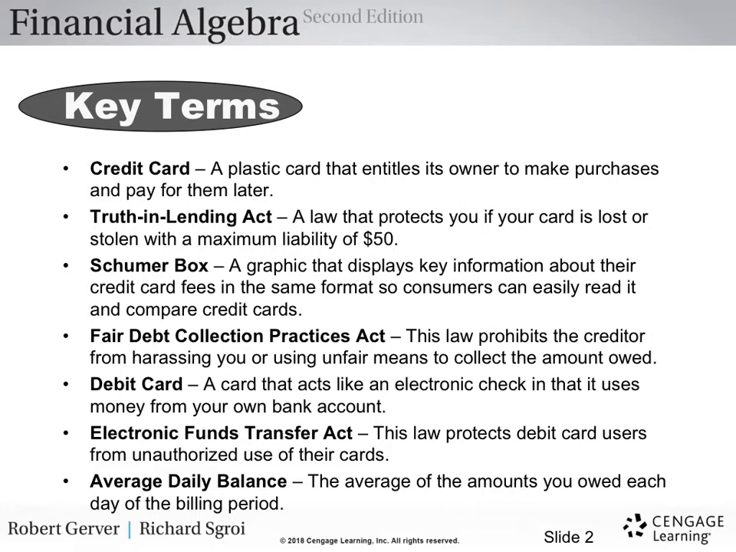The Fair Debt Collection Practices Act. This law prohibits the creditor from harassing you or using unfair means to collect the amount owed. A debit card. This is a card that acts like an electronic check in that it uses money from your own bank account. Physically, it looks just like a credit card, however, it's taking money out of your own account. Electronic Funds Transfer Act. This law protects debit card users from unauthorized use of their cards. And then lastly, average daily balance. This is the average of the amounts you owed each day of the billing period.